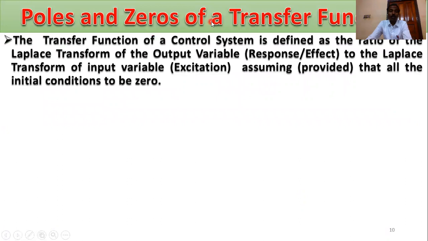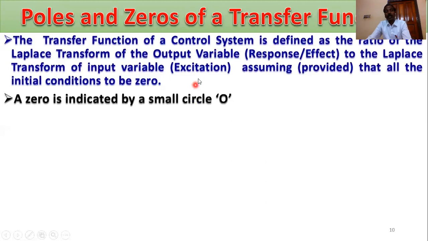And the pole-zero concept. What is the pole-zero concept? The transfer function of a control system is defined as the ratio of the Laplace transform of the output response, or effect, to the Laplace transform of the input variable or excitation, assuming that all the initial conditions are 0. This is the transfer function definition: output response by input response, where all initial conditions are zero. A zero is indicated by the symbol, a small circle.